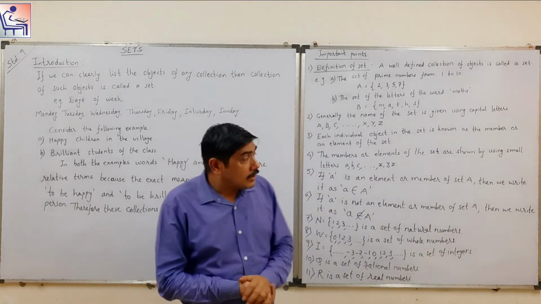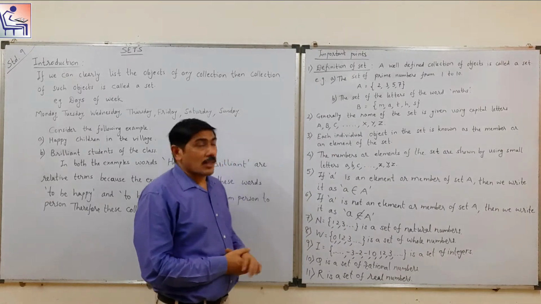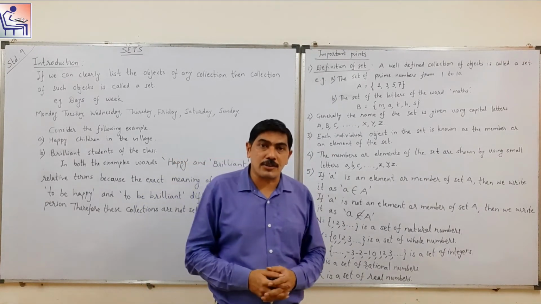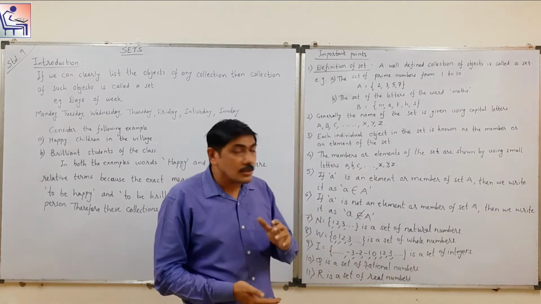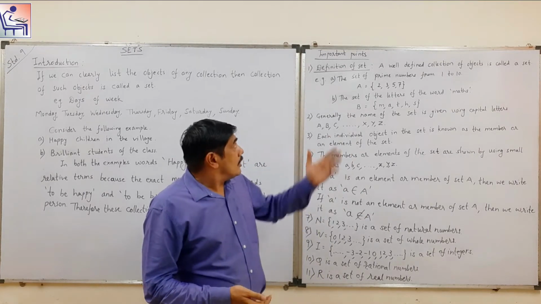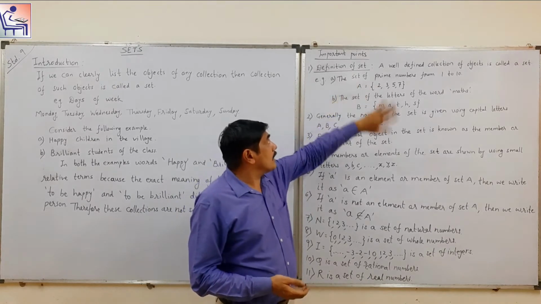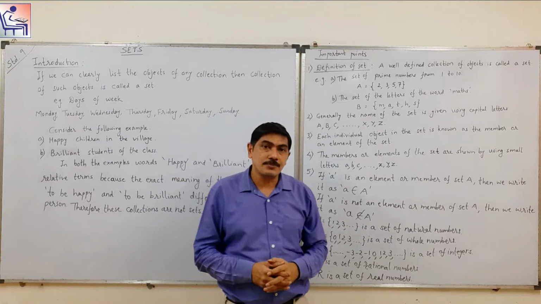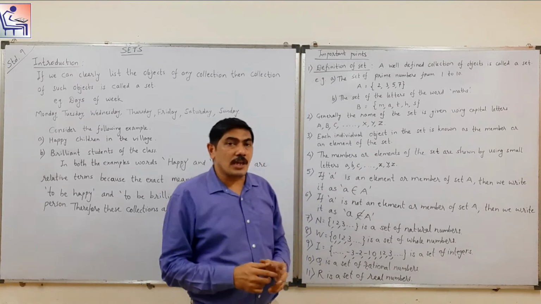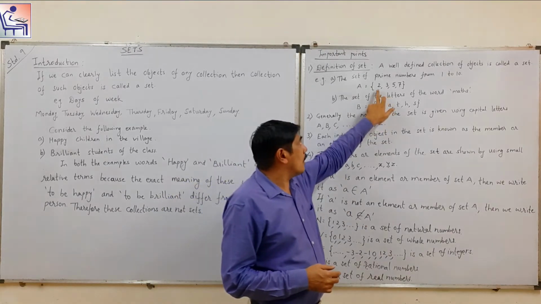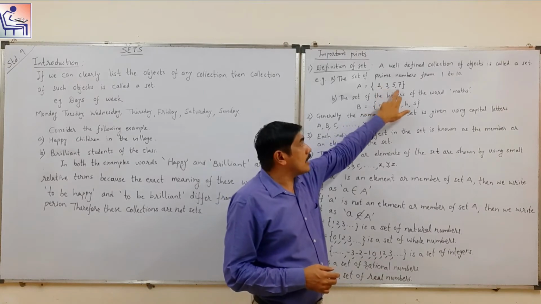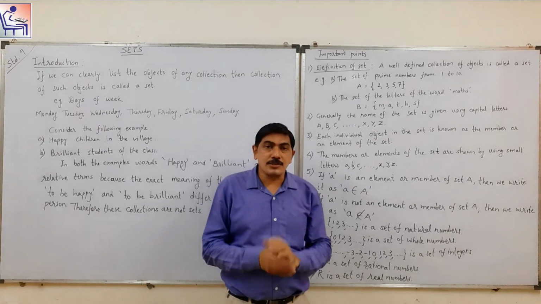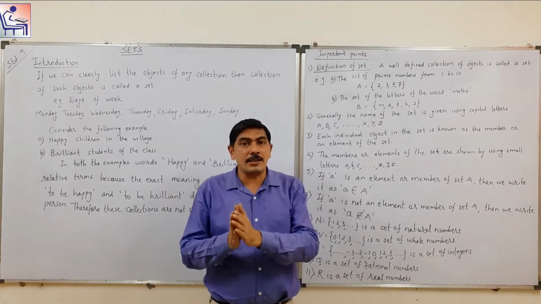Here are some important points. Definition of a set: a well-defined collection of objects is known as a set. For example, the set of prime numbers from 1 to 10. The prime numbers from 1 to 10 are 2, 3, 5, 7. So here we got the elements as 2, 3, 5 and 7.